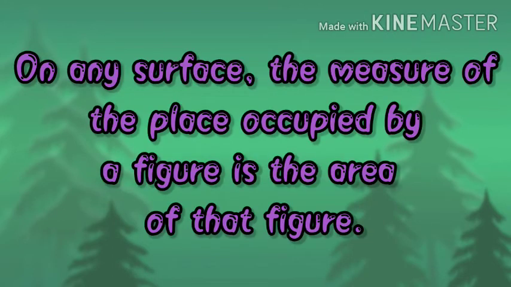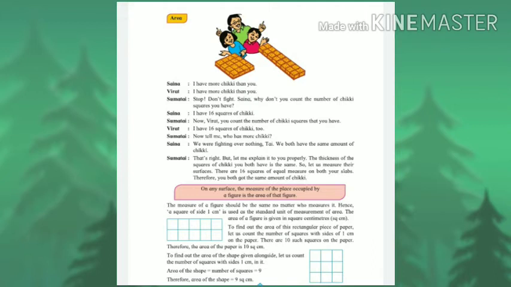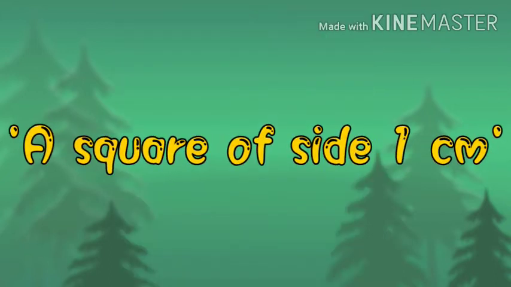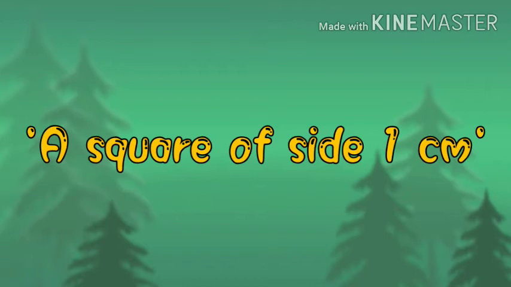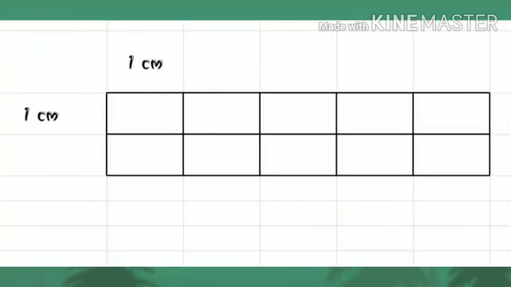On any surface, the measure of the place occupied by a figure is the area of that figure. The measure of a figure should be the same no matter who measures it. Hence, a square of side 1 centimeter is used as the standard unit of measurement of area. The area of a figure is given in square centimeters.